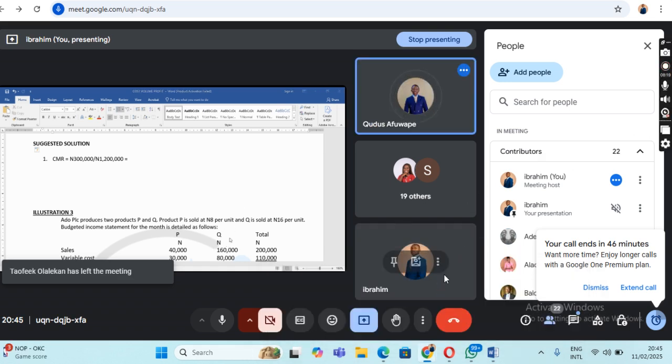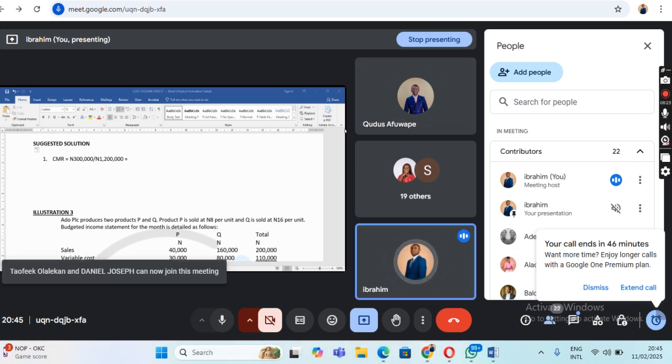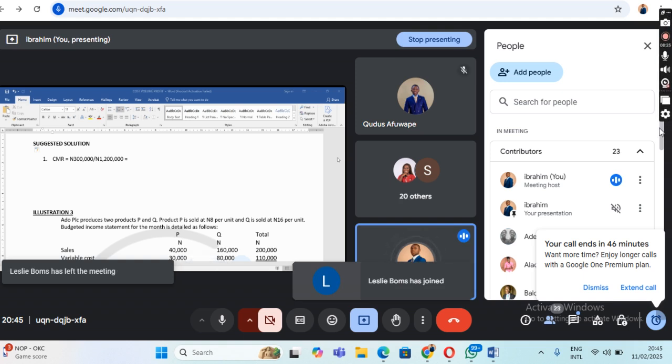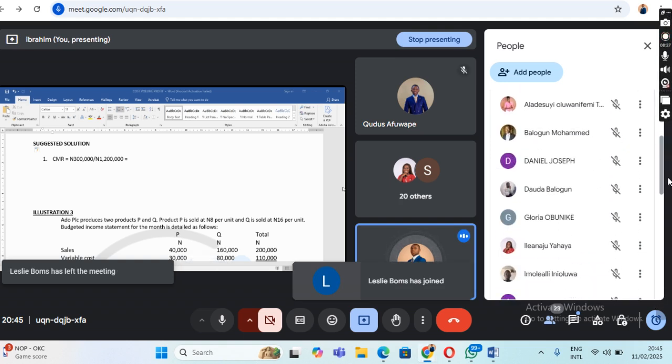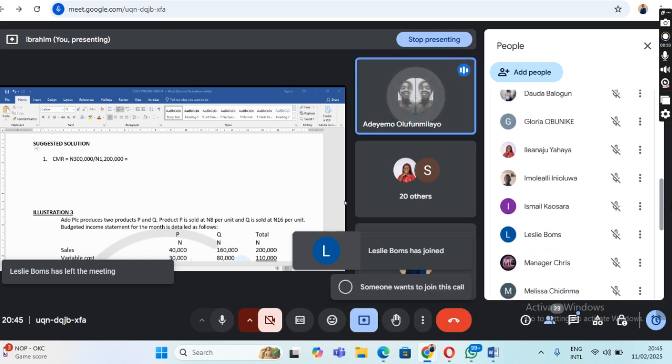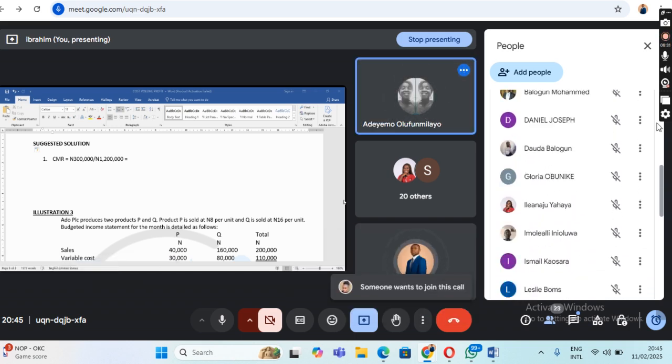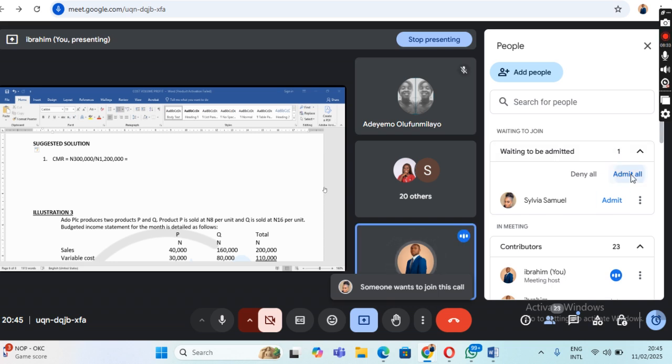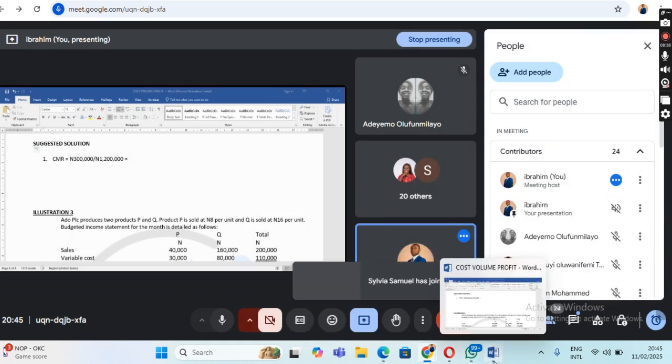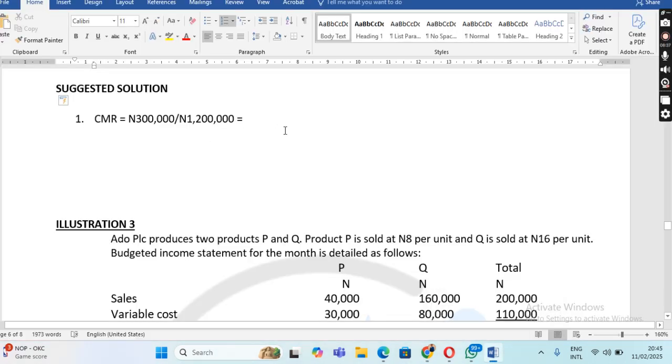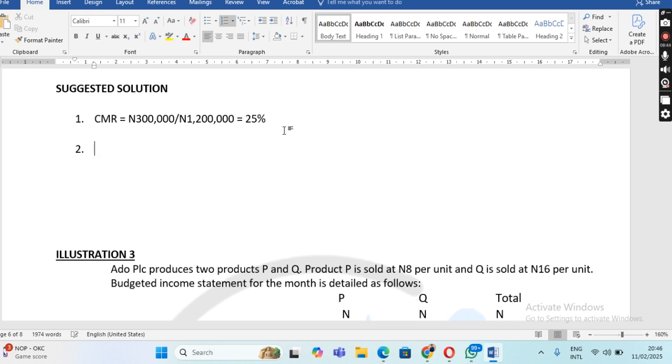25%. Okay, 25%. Fumi, I need your figure. Where is Chris? Okay, 25%, thank you. Please, you guys should be giving me your figures, it's very important, just to confirm that you are following. 25%, right? Yes.